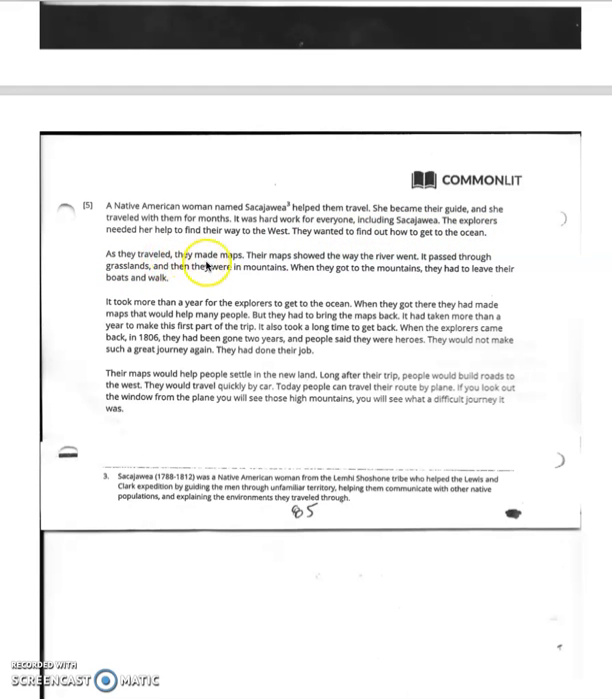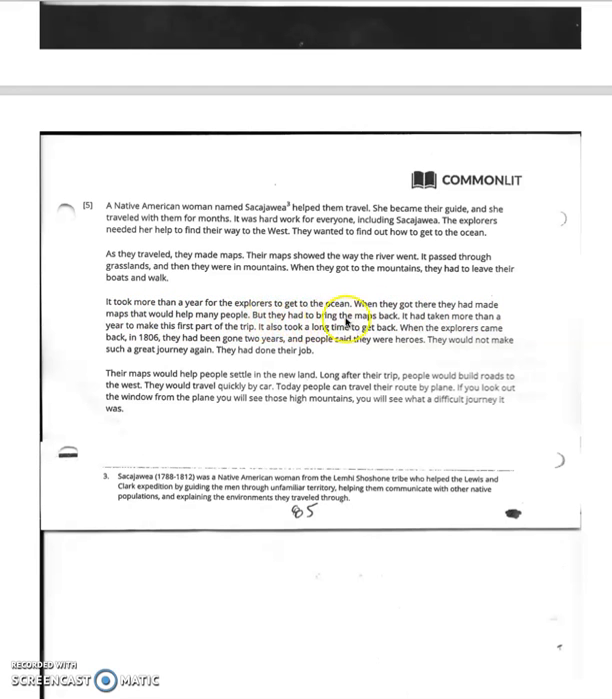As they traveled, they made maps. Their maps showed the way the river went. It passed through grasslands, and then they were in mountains. When they got to the mountains, they had to leave their boats and walk. It took more than a year for the explorers to get to the ocean. When they got there, they had made maps that would help many people.